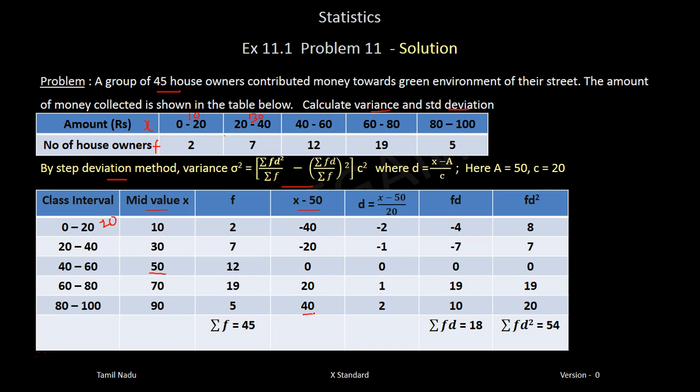As you can see, all these numbers are very big. So all our fd and fd square will become very big and the calculation will become tedious.